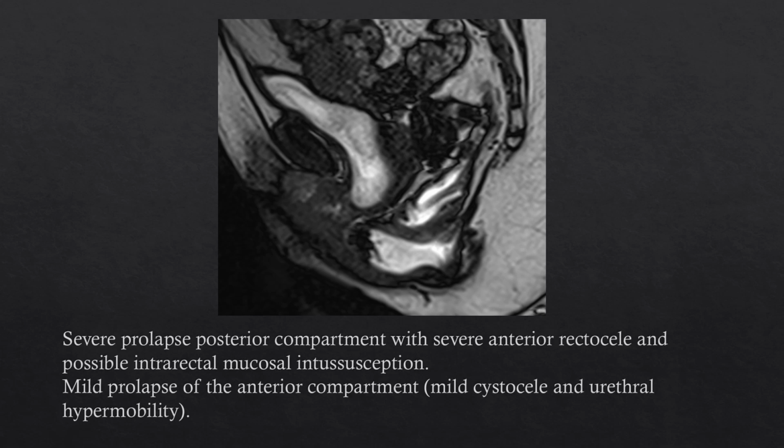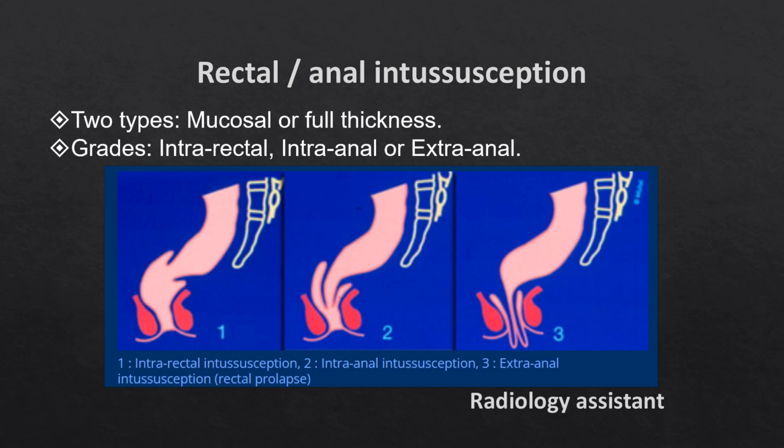for the patient. So in conclusion, for this case, we have severe prolapse of the posterior compartment with severe anterior rectocele and possible intrarectal mucosal interception. This interception is most likely mucosal because the entire wall is preserved. We have also mild prolapse of the anterior compartment, mild cystocele, and we have urethral hypermobility. The urethral hypermobility is documented by the orientation of the urethra. It is here horizontal instead of being vertical.